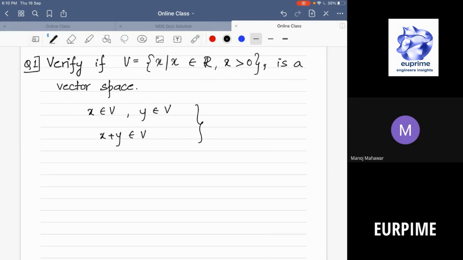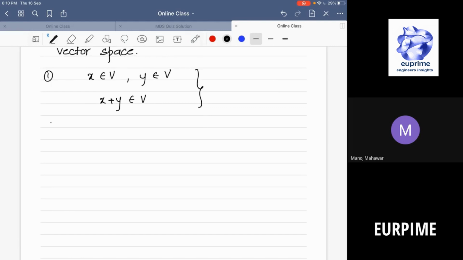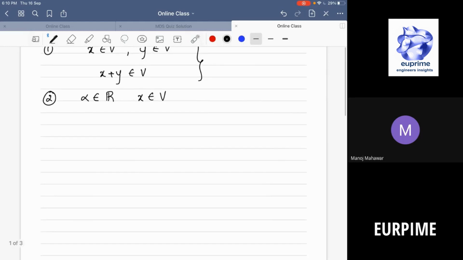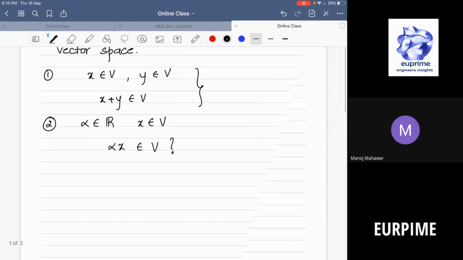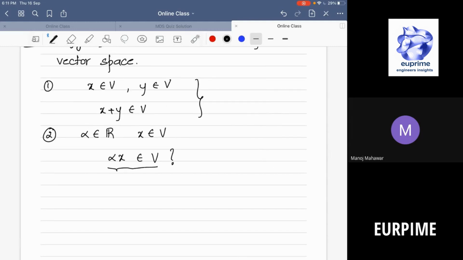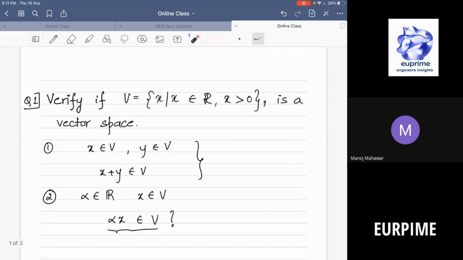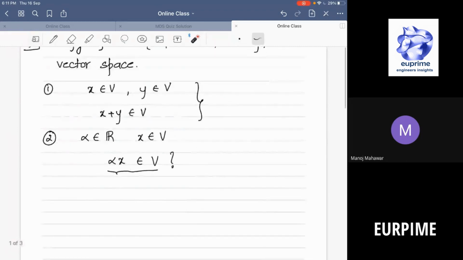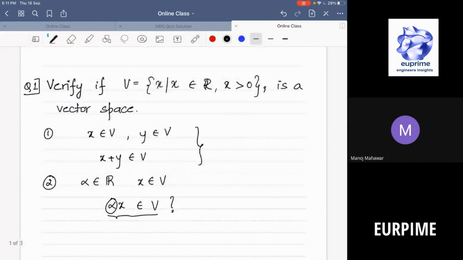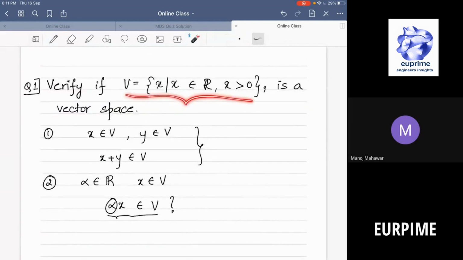Now we need to check whether it is closed under scalar multiplication. Suppose you consider any alpha which belongs to the real numbers R, and any element X that belongs to V. Does alpha times X belong to V? It doesn't, because it's mentioned that X is greater than 0. If you take an alpha which is negative, then it doesn't belong to V. So this V is not a vector space. I hope this is clear.